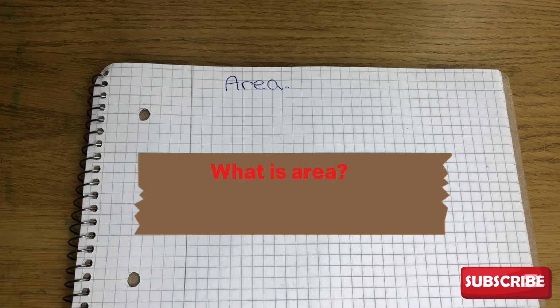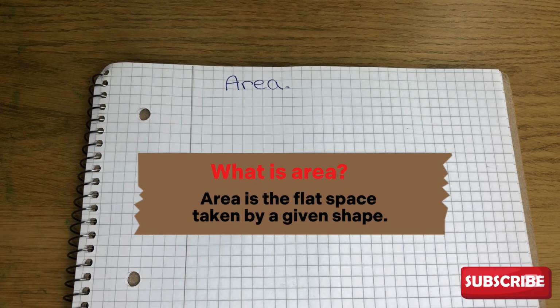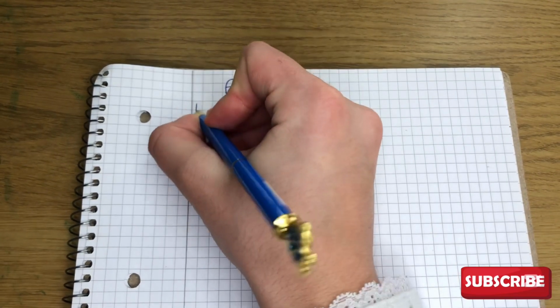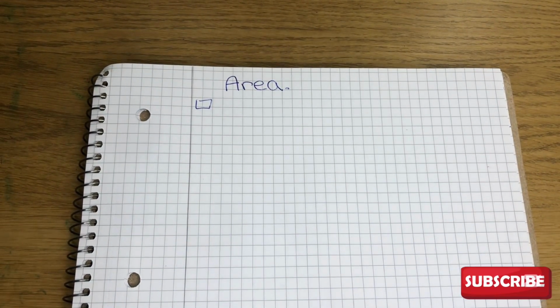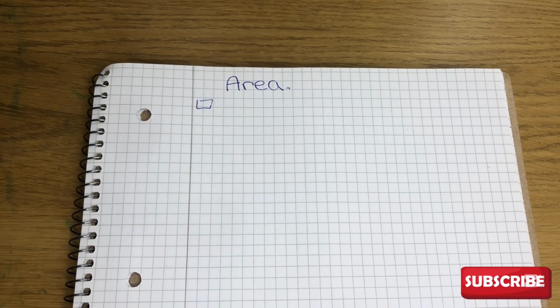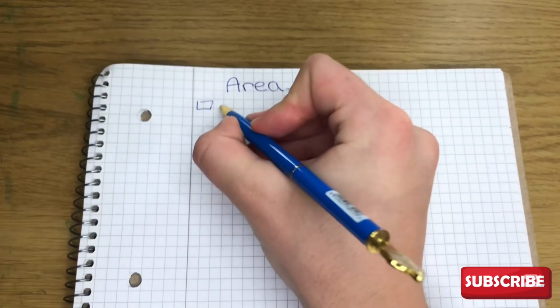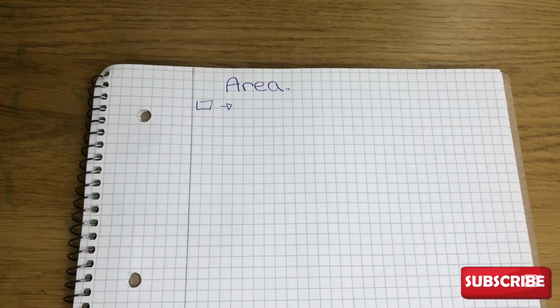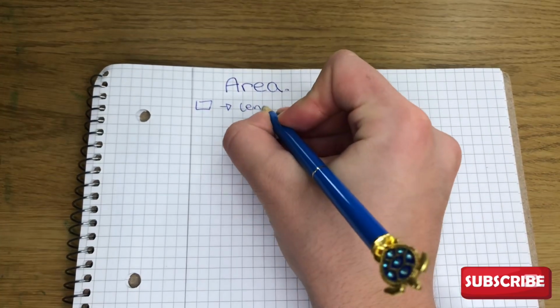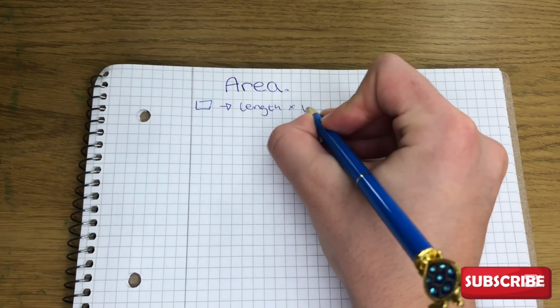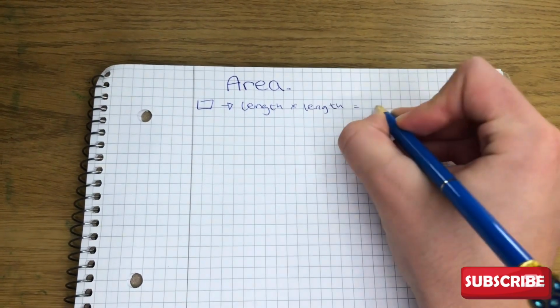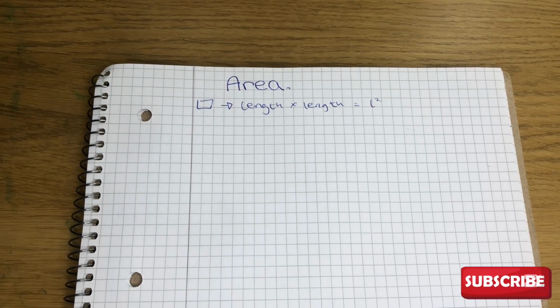Firstly, what is area? Area is the flat space taken by a given shape. What shape is this? Well, it's a quite irregular looking square. And if I were to ask you to find the area of this shape, what would you do? Well, the formula for this is length by length, or you could just simply say L squared. Let's do an example of this.